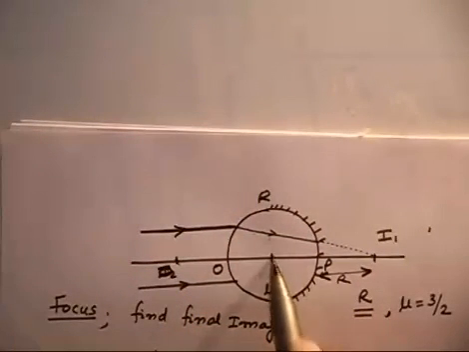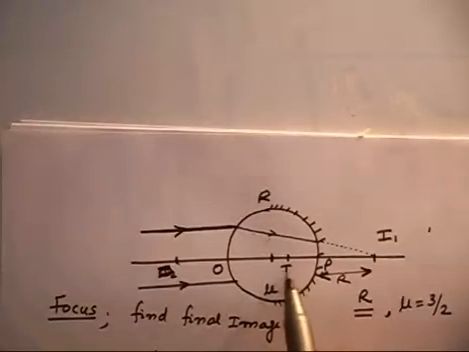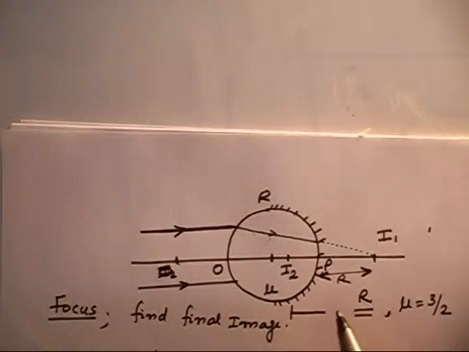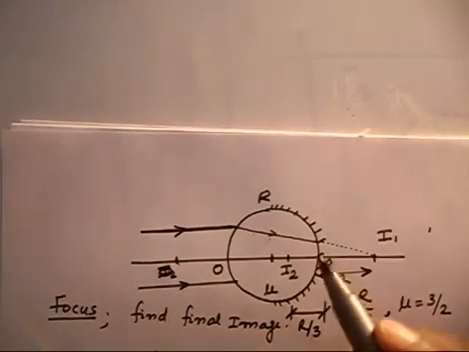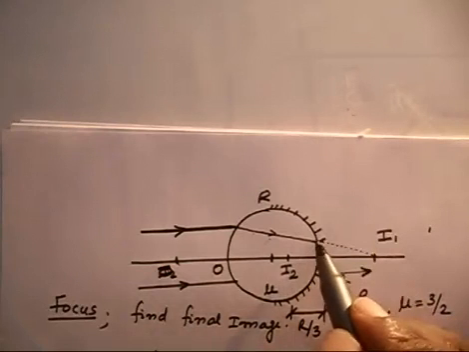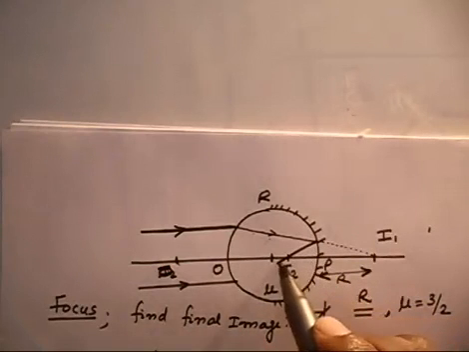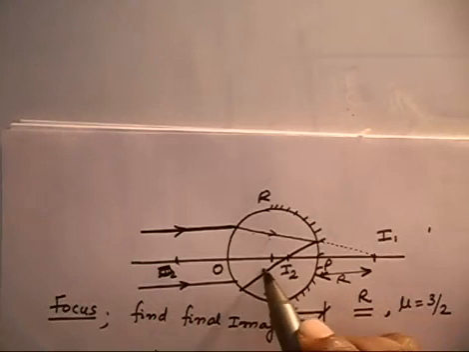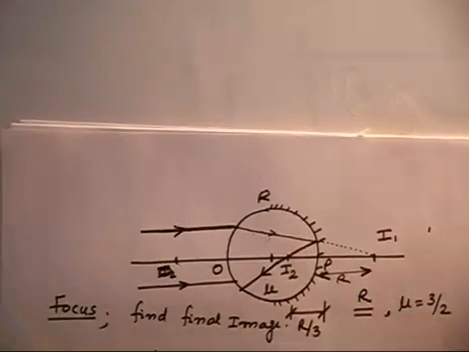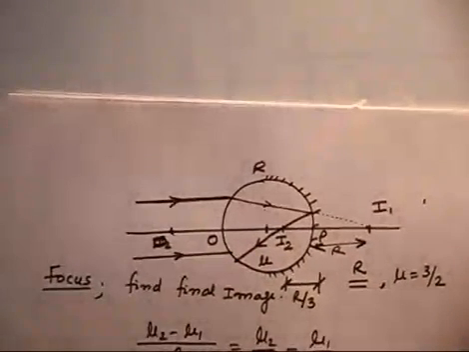So this is my r. So this will be somewhere here. So I2 will be somewhere here at a distance of r by 3. So this distance is basically r by 3. This means the ray will start coming something like this and it will go somewhere here. Are you getting it or not? So it will cross the optical axis at I2.